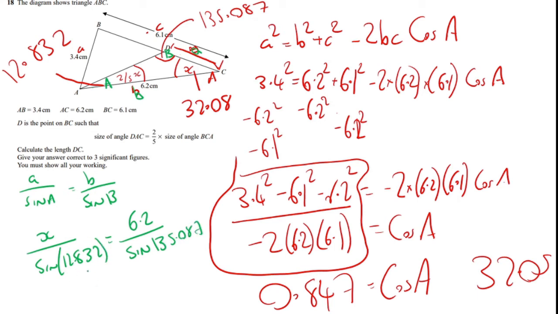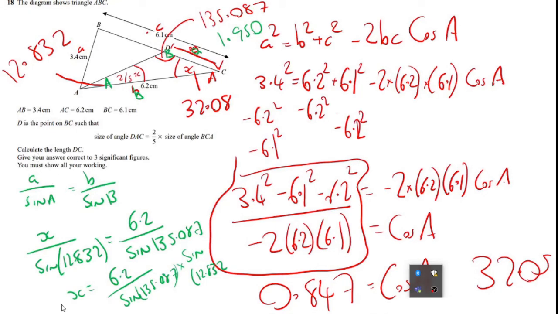To solve this, I'm multiplying both sides by sine of 12.832. So x is going to equal 6.2 over sine 135.087 times sine of 12.832. Just type it all into the calculator. 6.2 divided by the sine of 135.087 times by sine of 12.832. And I'm going to close all my brackets, which I didn't do for some reason. I've got 1.950. And hopefully that's correct.